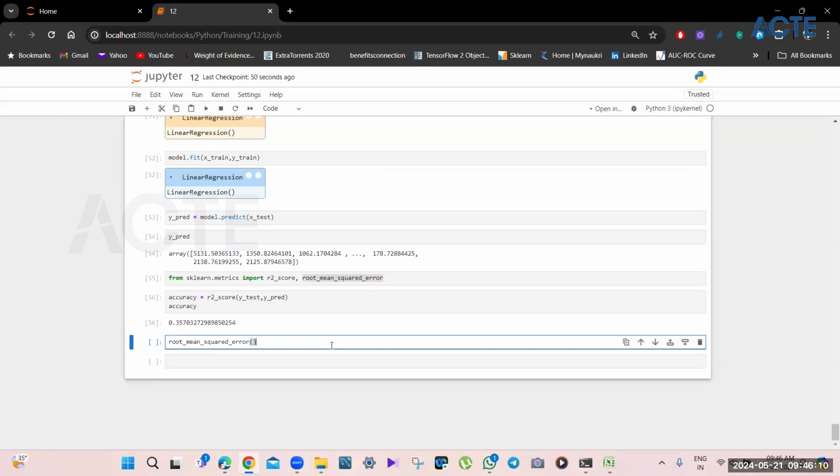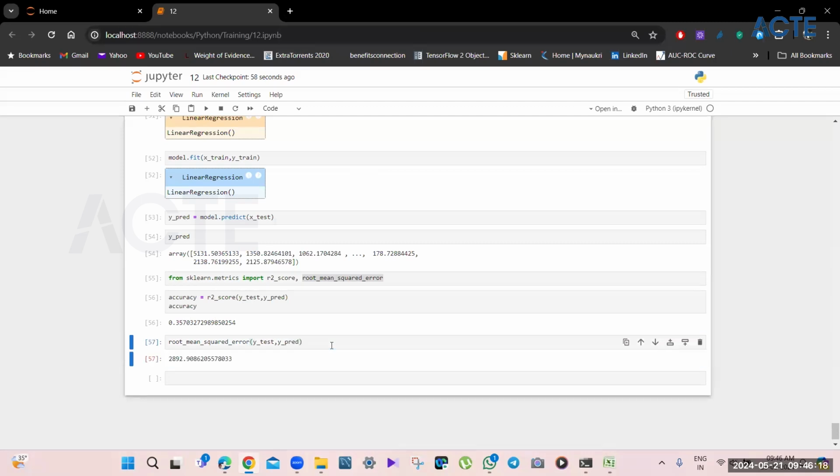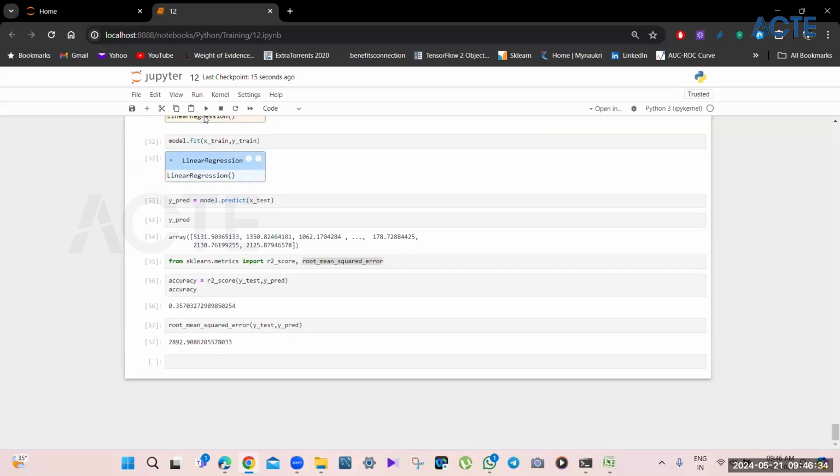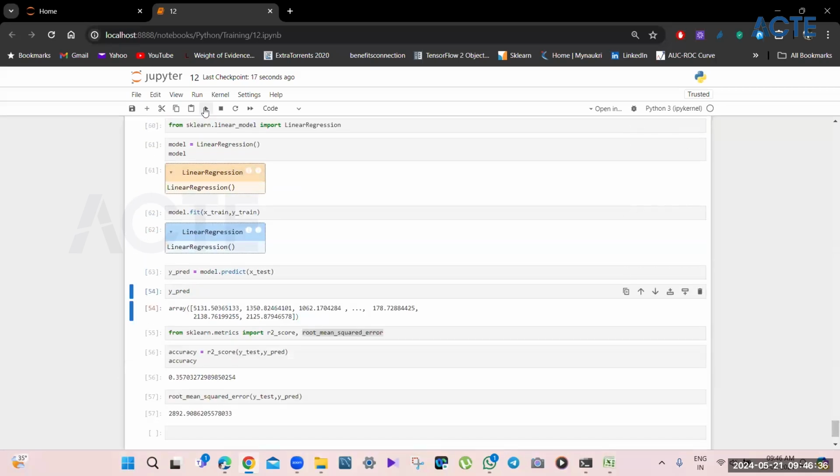No, it's fine. Root mean square error, y_test, y_pred. So 2892 is the root mean square error. Every time we have to try out various things and see if this one is going up or down. So if I change this and rerun the whole thing, we will see if we are getting 2892 or not. No, 2984. The error is increasing, which is not really a good model.